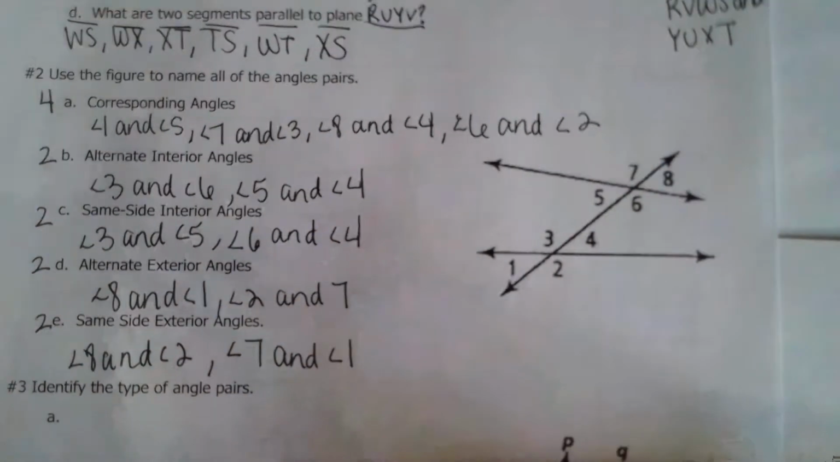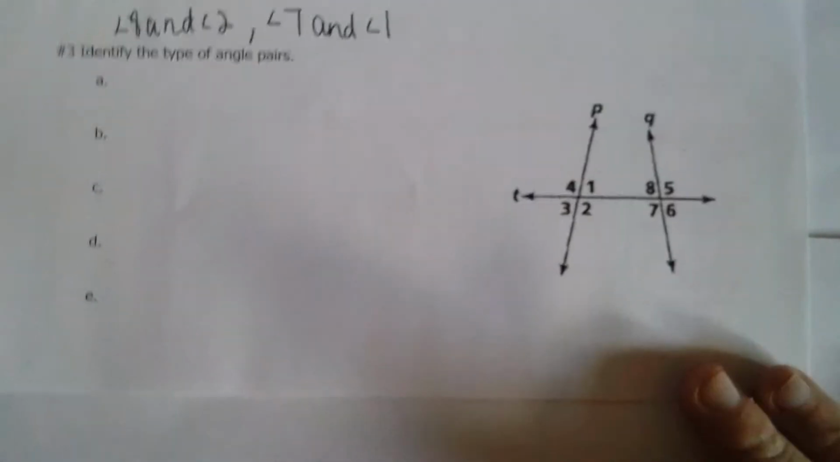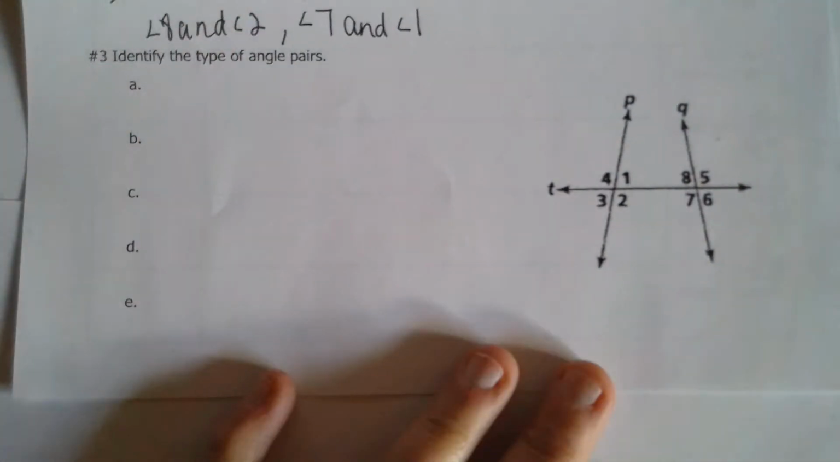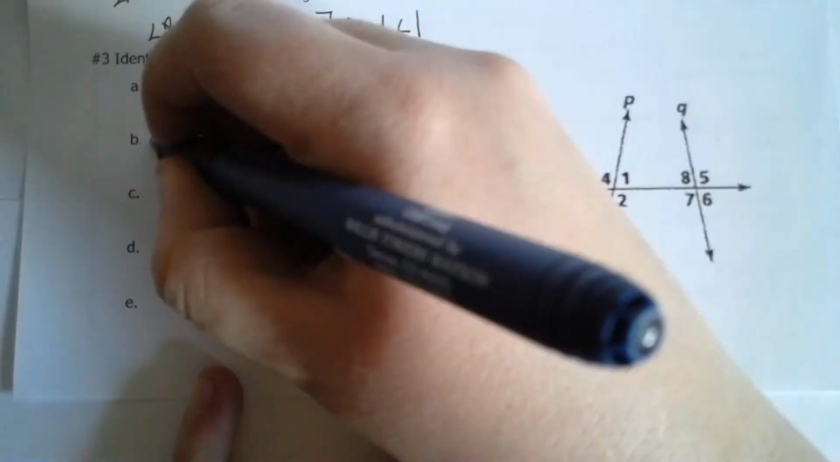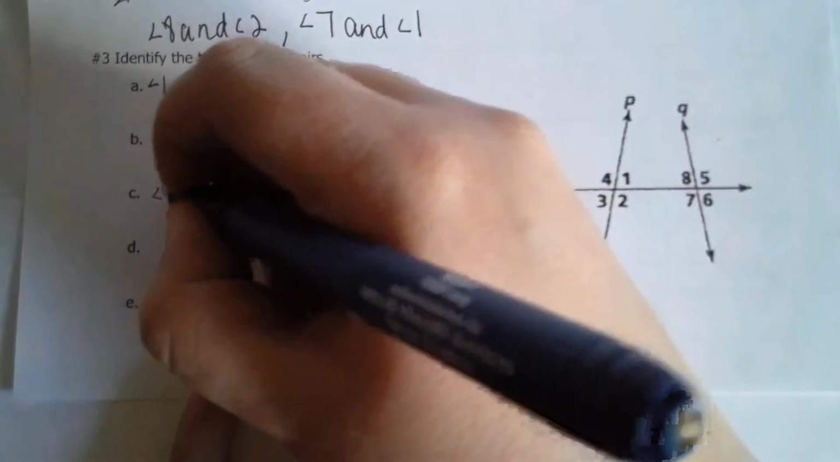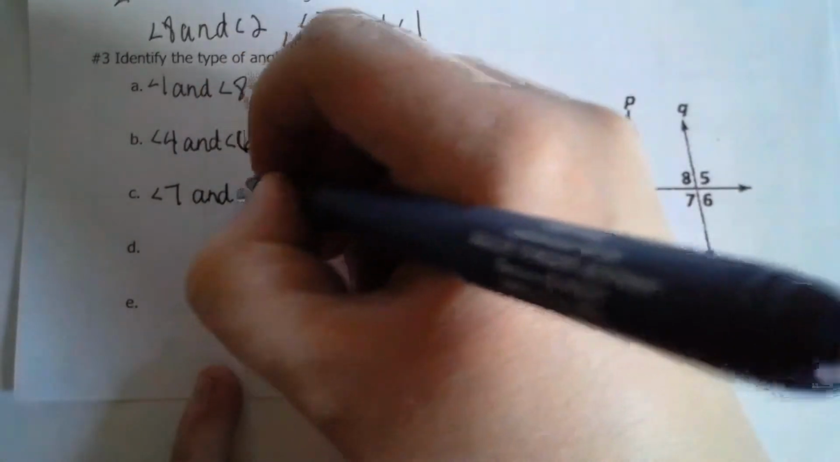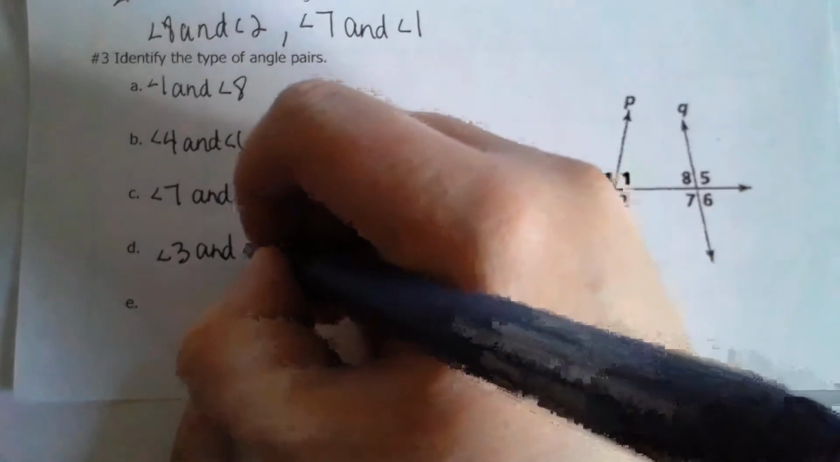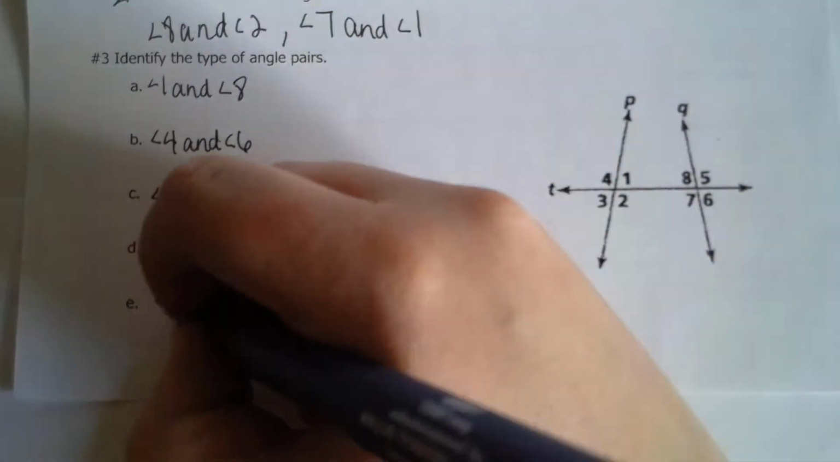The last question here is to identify the types of angle pairs based off of this image. Now again, when I printed these off for you guys, they did not print off what angles they were supposed to be, so go ahead and write these in first. A should be angles 1 and 8, then B should be 4 and 6, C should be 7 and 3, D should be 3 and 6, and E should be 2 and 8.